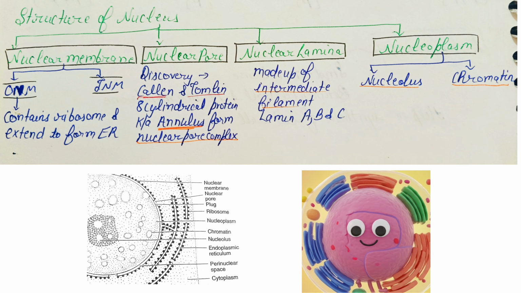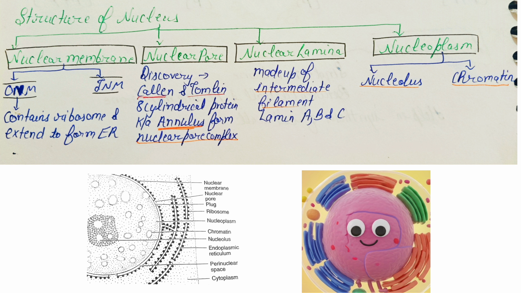The nucleus consists of the nuclear membrane, nuclear pore, nuclear lamina and nucleoplasm. The nuclear membrane is divided into the outer nuclear membrane and inner nuclear membrane. The outer nuclear membrane contains the ribosomes attached to it and extends to form the endoplasmic reticulum. The space between two nuclear membranes is known as perinuclear space. The nuclear membrane is a continuous structure, but its continuity is broken by minute pores known as nuclear pores. Nuclear pore was discovered by Callan and Tomlin.